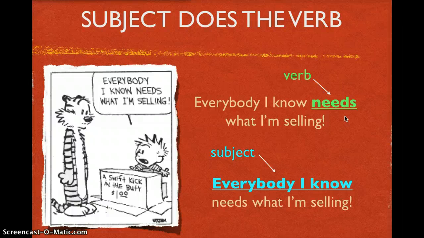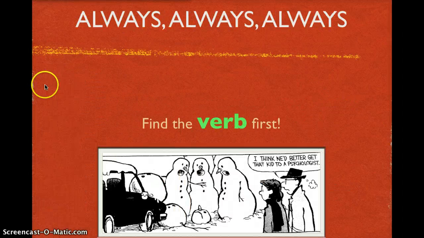In this case, everybody I know needs what I'm selling. So everybody I know is the subject of the sentence. The verb is needs, and everybody I know needs. So everybody I know is the subject of the sentence. Let's look at another one.